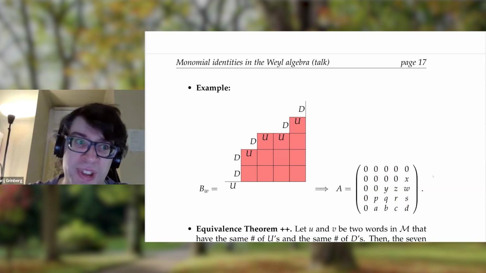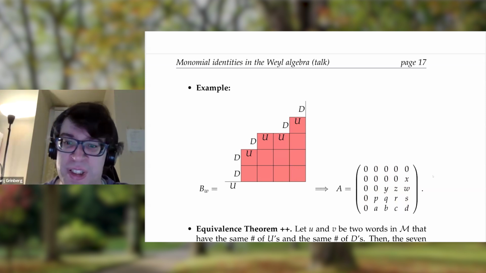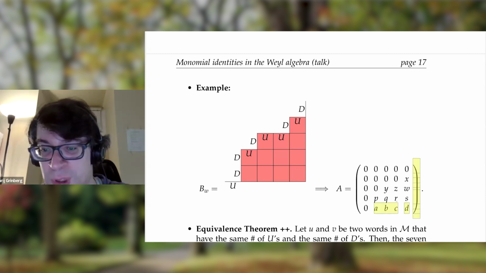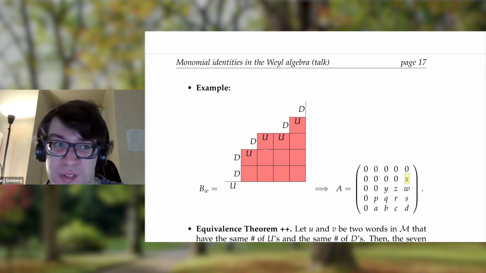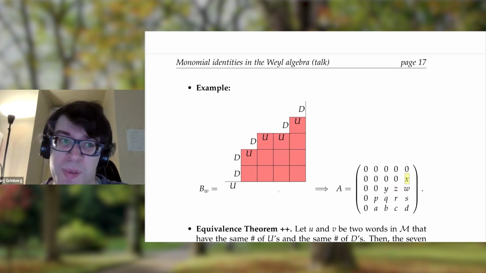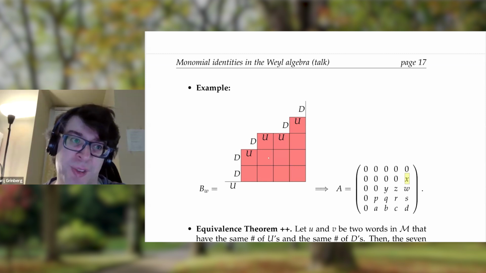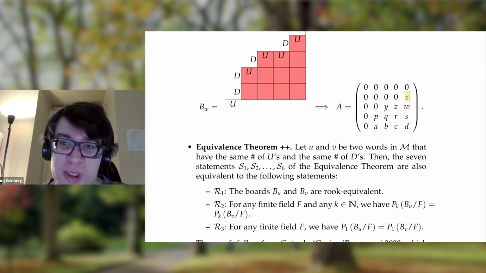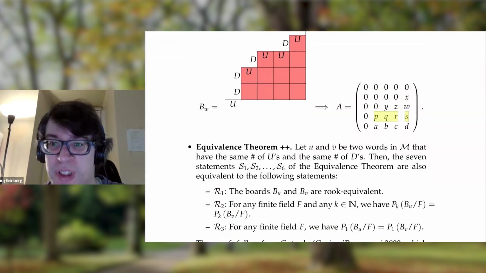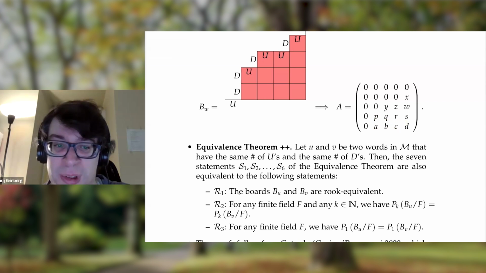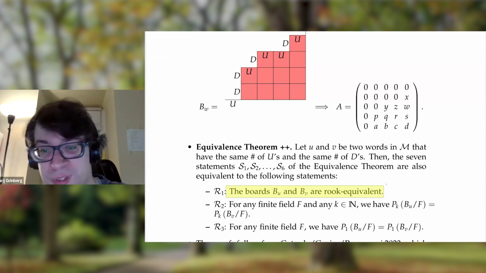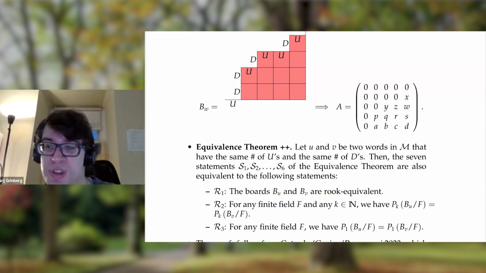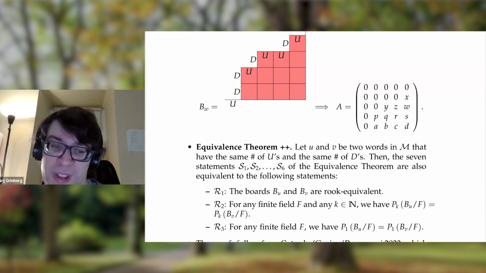And then instead of asking yourself how many rook placements there are, you ask yourself how many matrices of this form there are, with non-zero entries only in the positions of the cells of the board, over a given finite field and of a given rank. And it turns out that those numbers are determined by the rook numbers. So in particular, two boards are rook equivalent if and only if the corresponding numbers of matrices over every finite field of every given rank are equal.